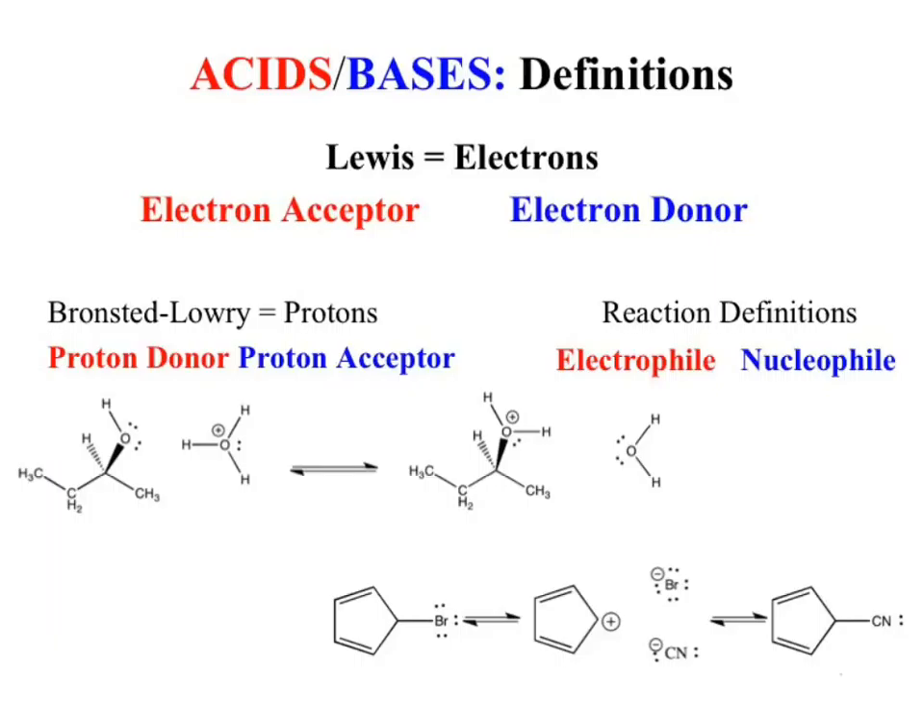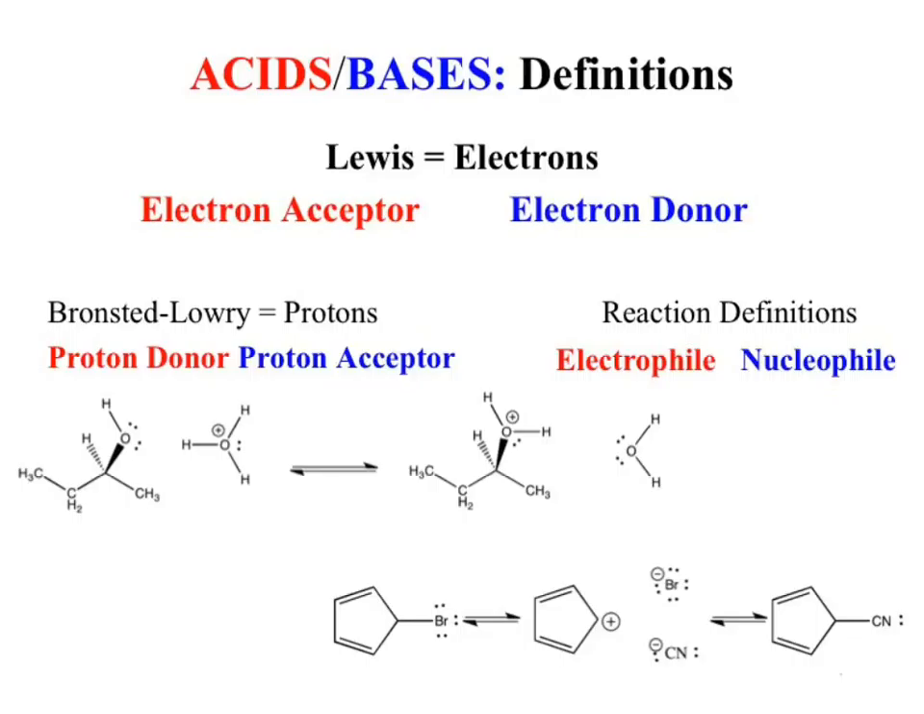So the definition of our Lewis acids and our Lewis bases, we'll look at how the electrons move. An electron acceptor is a Lewis acid. An electron donor is a Lewis base. In and of themselves, that's fine as a definition, but that applies to every single reaction. Are all reactions the same?